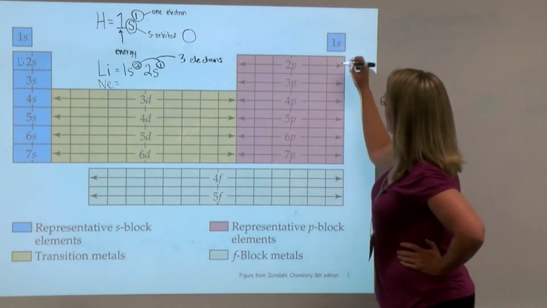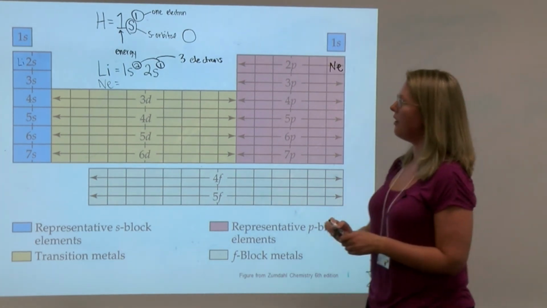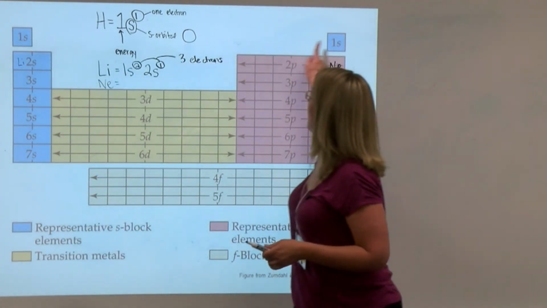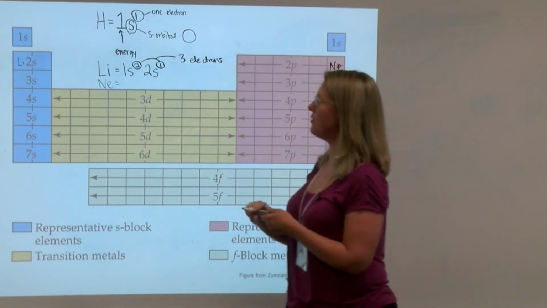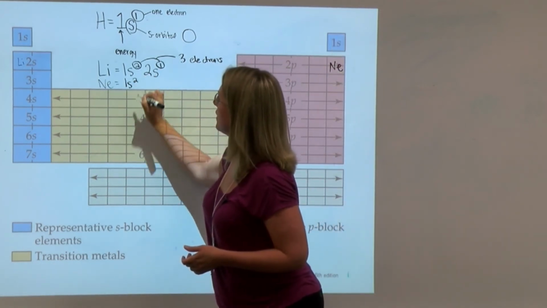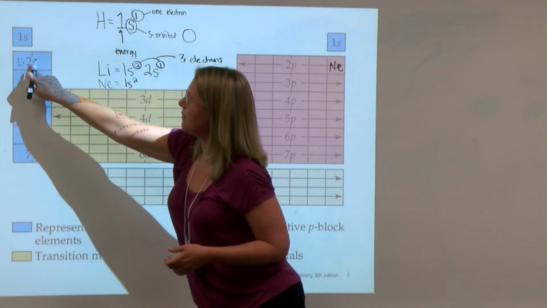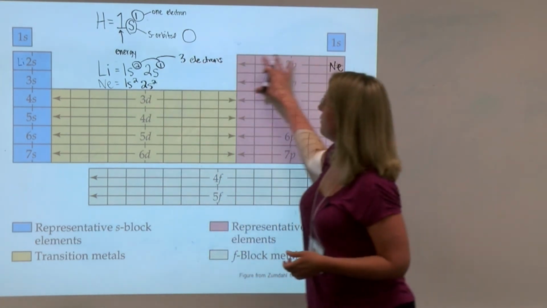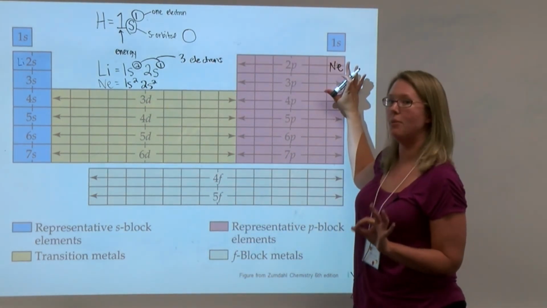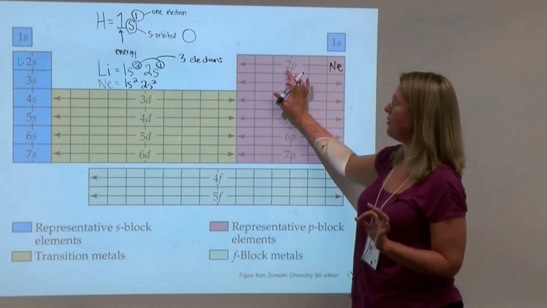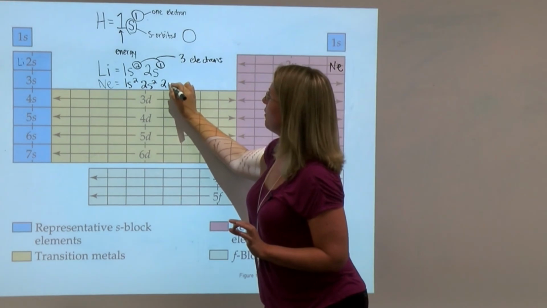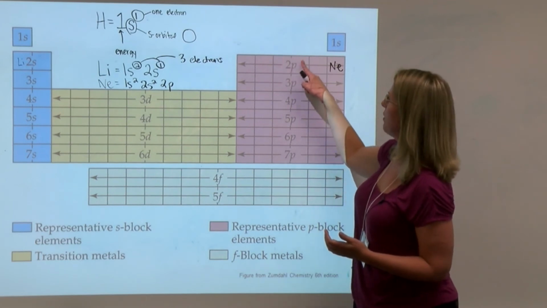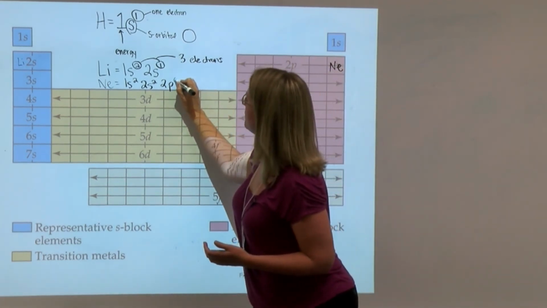So for neon, which is all the way over here, okay, we got to get all the boxes leading up to neon. So you should start to see a pattern. We're going to get this box and this box. They're both in the first row. They're both S's. There's 2 of them. So 1s2. These 2 are in the second row. They're still S's. 1, 2. So we go 2s2. And then we move over to the pink boxes, okay? Those are not S's anymore, but they are still in the second row. So we write the 2. Now we've moved to a different type of orbital, that's P. And to get to neon, we count. 1, 2, 3, 4, 5, 6. So we get a 6, like that.